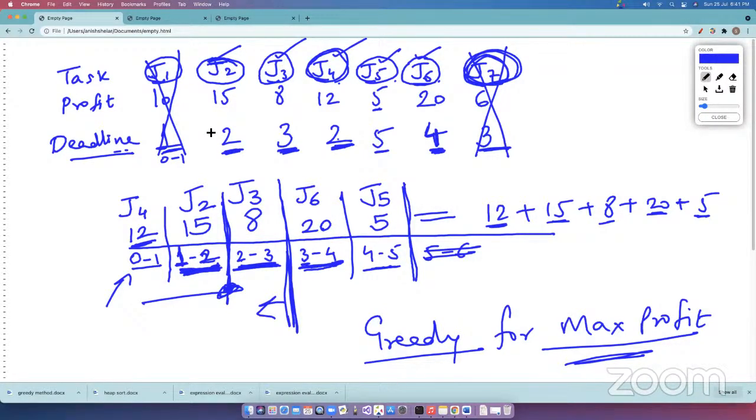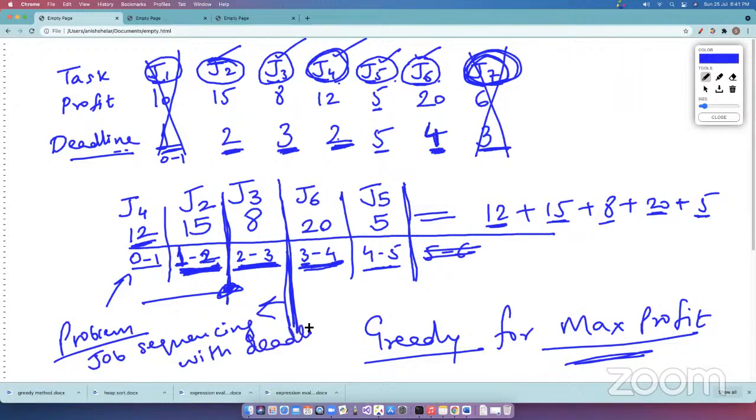Now, why is it known as greedy algorithm? I mean, this problem of job sequencing with deadlines is called a greedy problem. Why? Because the problem inherently greedily searches for that job which has the highest profit. But it is not so greedy that it will just violate the deadline.